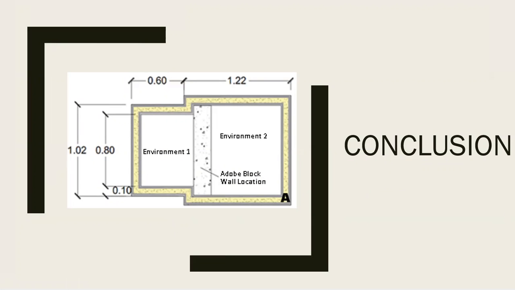The test chamber has two environments. On the left side are the heat source and the sound source. In the middle, the Adobe block walls. With different sensors it is possible to identify what happens on the right side.